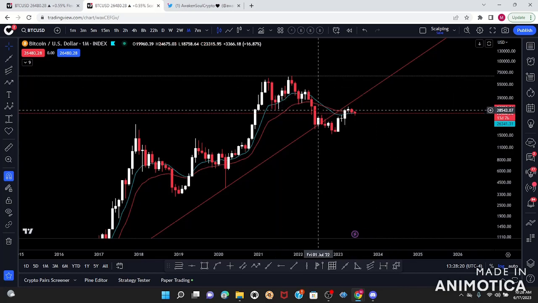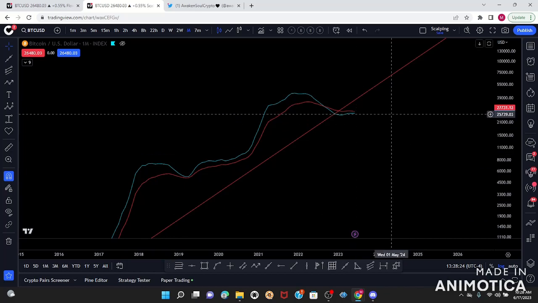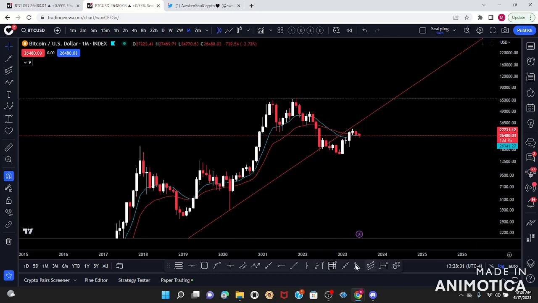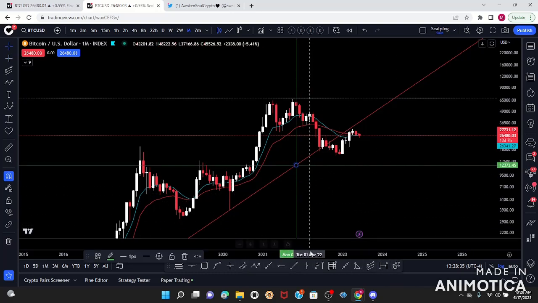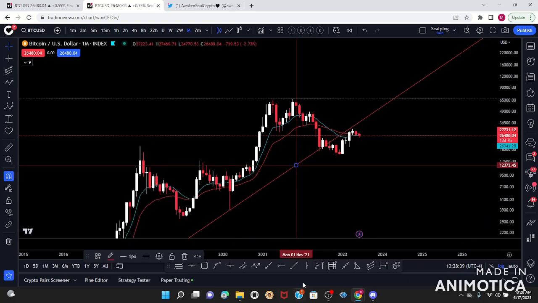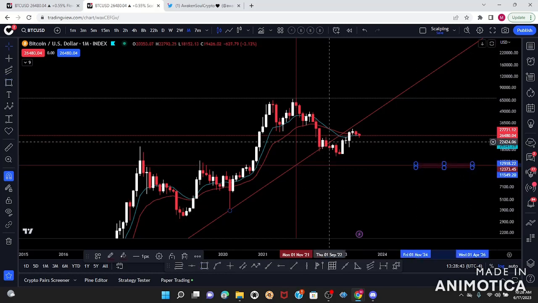And also the 12 and 26 are bearish. If you turn them off, right, we are in a bearish trend on the monthly. Okay, so my bearish target for this would be 12K. Okay, one touch, two touches, uno, dos, and this would be.